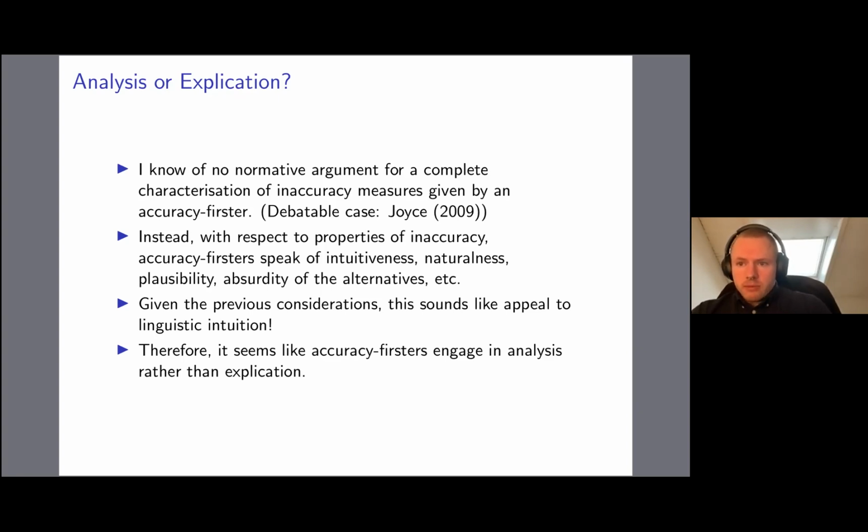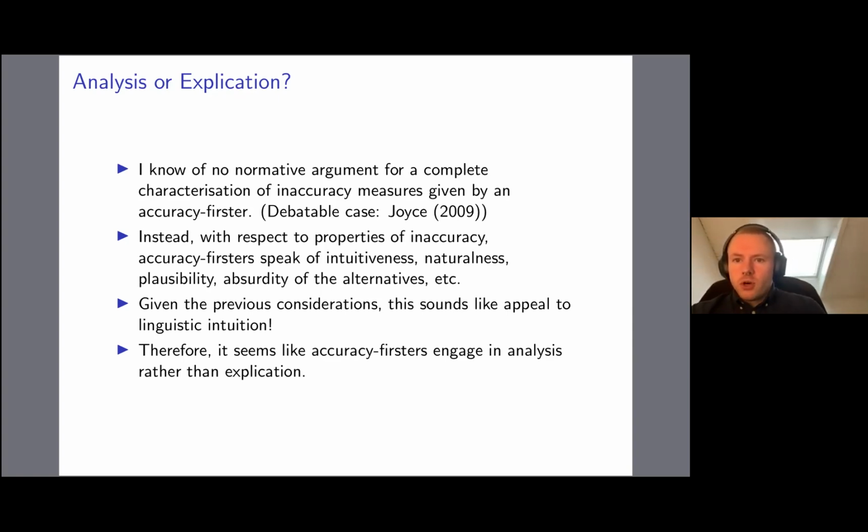And actually, it's not explicitly said that this is supposed to be linguistic intuition, but I simply can't think of an alternative way of interpreting this talk, right? Given that they engage in conceptual work. If you have an idea about that, please let me know in the Q&A.